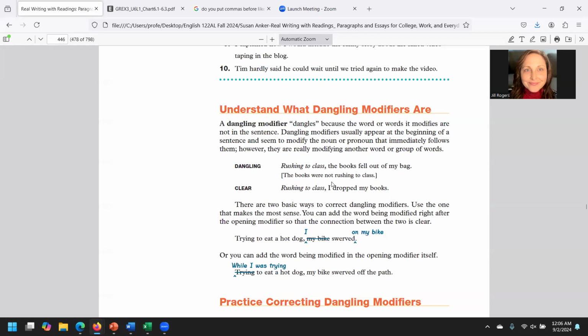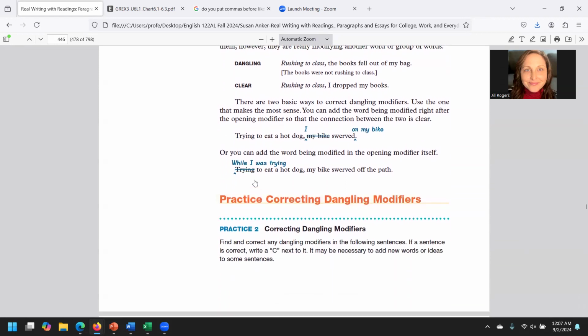They changed it a lot differently because the main thing that's important is that you have the rushing to class. It's not the books, it's I, right? Or another subject, a person. Dangling modifiers usually appear at the beginning of a sentence and seem to modify the thing after it, but they really aren't. Here's another example: Trying to eat a hot dog, my bike swerved. It sounds like your bike is eating a hot dog. Obviously, your bike is not eating a hot dog. So instead, you have to fix it: Trying to eat a hot dog, I swerved on my bike. Because you're the one who's trying to eat a hot dog, not your carnivorous bike.